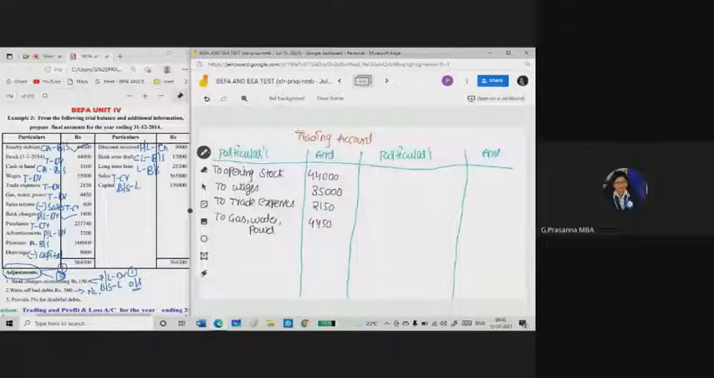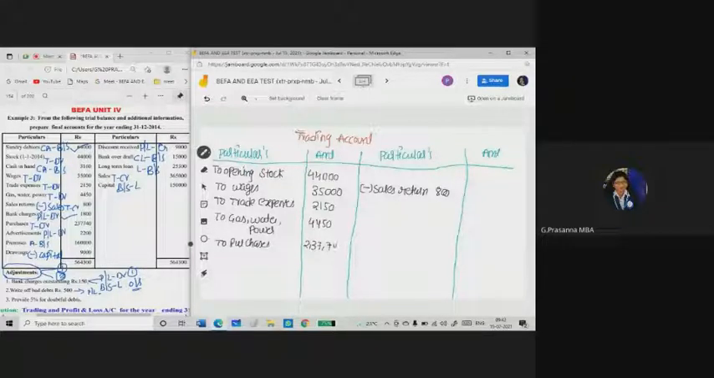Sales return has to be deducted from the sales. What is the amount of sales return in this question? 800 rupees. Bank charges will be coming in the P&L account. Purchases will be coming in the trading account. There are no purchase returns, so I directly show the amount in the outer column.